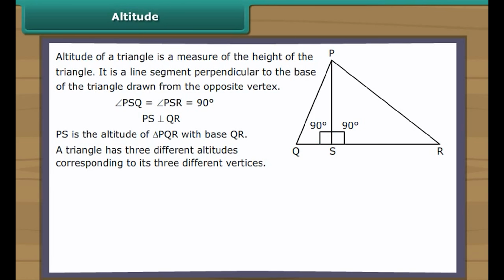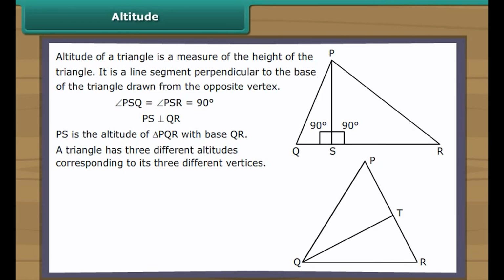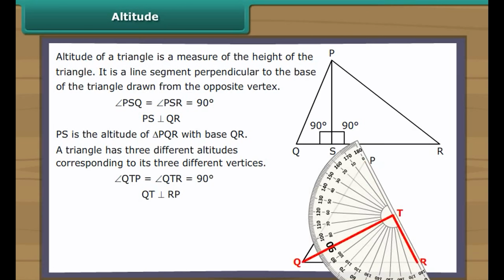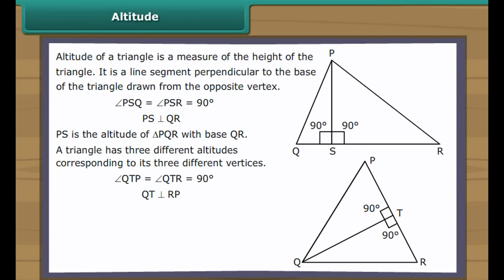A triangle has three different altitudes corresponding to its three different vertices. Let us now take a look at the remaining altitudes. We draw a line segment from Q perpendicular to RP at point T. It intersects RP at right angles. Therefore, QT is the altitude of triangle QRP with base RP.